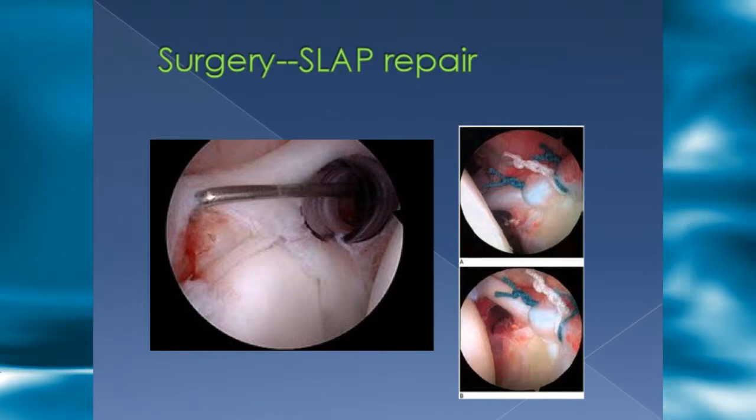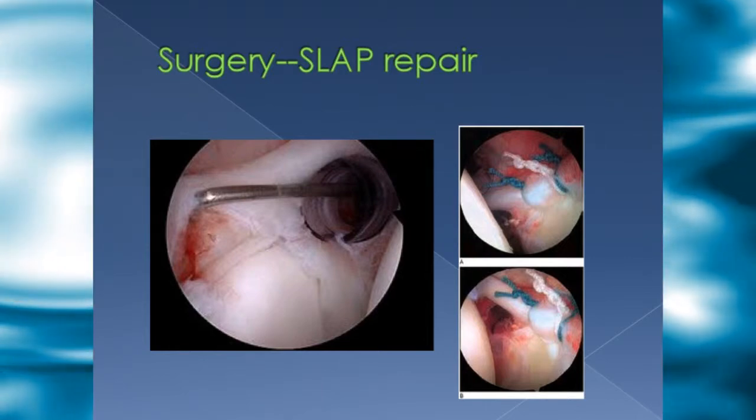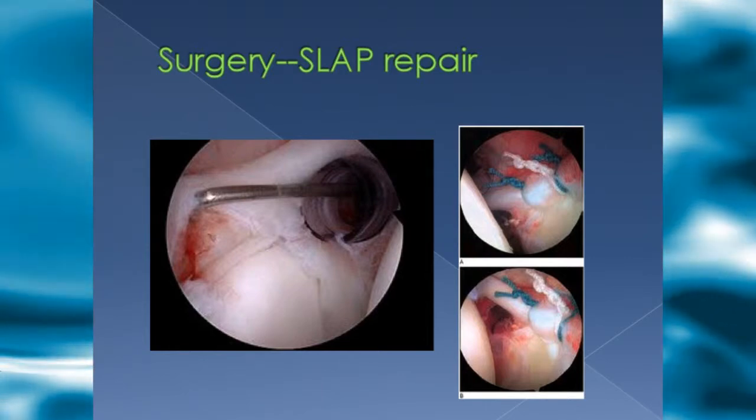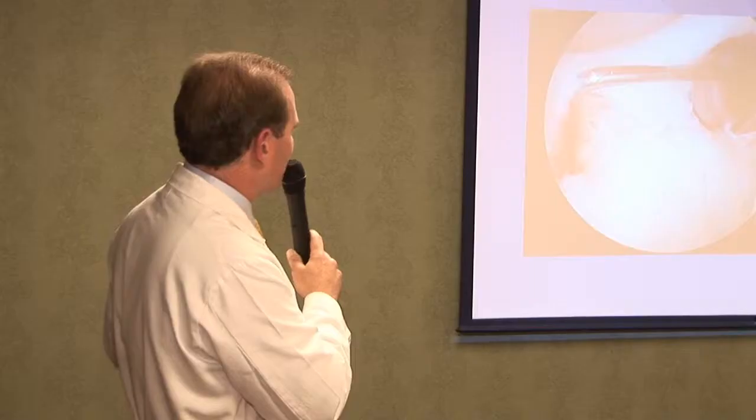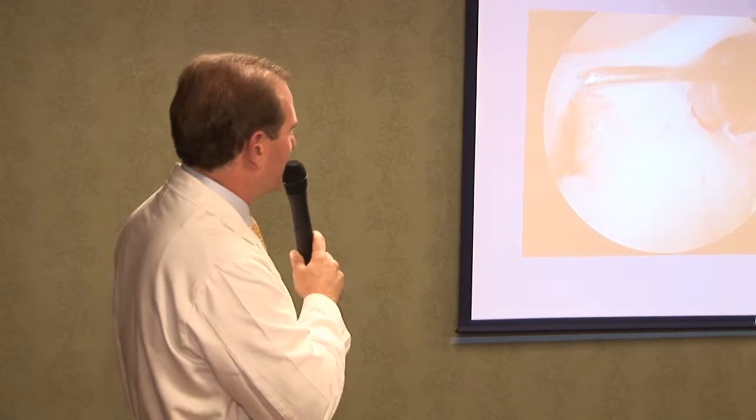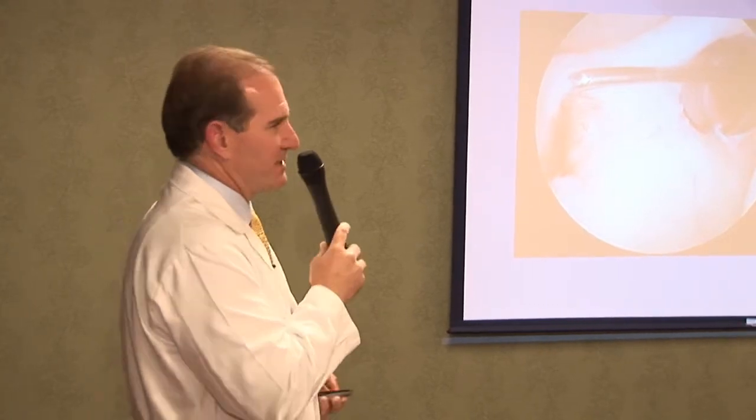This is a SLAP tear. We talked about that a little bit. This is the biceps tendon, the labrum that comes around. This is the upper part of the labrum that's torn with a small metallic probe showing the defect. We can put 1 or 2 or 3 sutures in that and tie it back down.